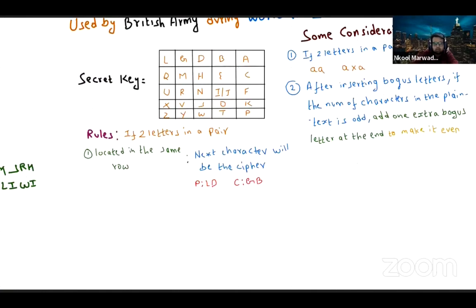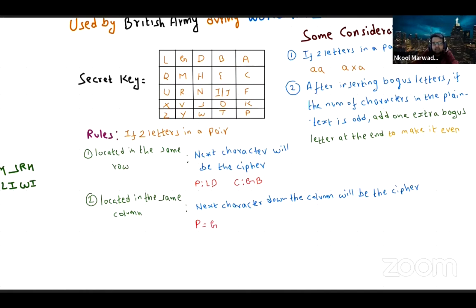Second rule, rule number 2, located in the same column. If two letters in the plain text are located in the same column, then the next character down the column will be the cipher. Let us suppose the plain text is GV. G and V are in the same column, so the cipher text will be N and Y, because the next character down the column for G is N, and for V it is Y in the table. So this is rule 2.